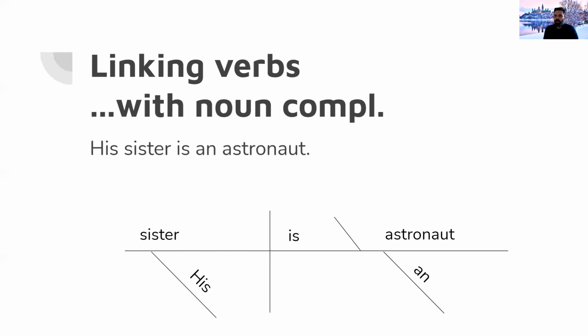Let's look at another example. His sister is an astronaut. So his sister is our subject. We've got a linking verb, is. It's the prototypical linking verb, is or be. And then what is she? She is an astronaut. Because an astronaut is defining or describing our subject here, we put it on that slant: astronaut, and then we have an as our determiner coming off of it. So we would call that a noun. These are noun complements, where they're complementing, defining, or describing the noun.